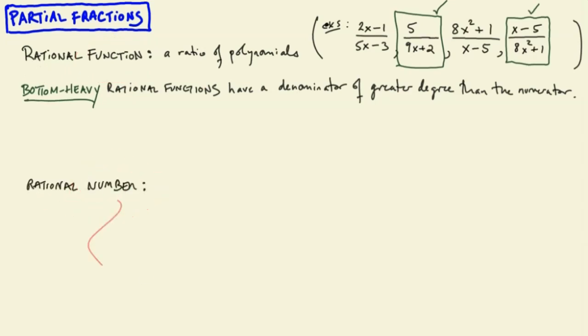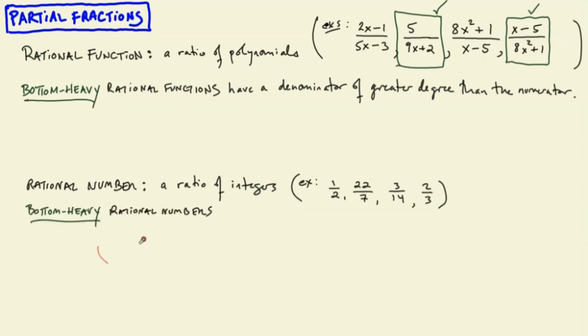Recall that a rational number is just a ratio of integers, or any number that can be written in the form of a ratio of integers, such as any of these. And just as we spoke of bottom-heavy rational functions, we could speak of bottom-heavy rational numbers. These would just be fractions where the denominator is greater than the numerator. So in the 4 examples I wrote down here, a half, 1 over 2, is bottom-heavy, but 22 over 7 is not. That one is top-heavy. 3 over 14 is bottom-heavy. And in fact, 2 over 3 is bottom-heavy.